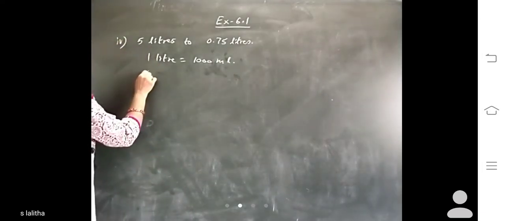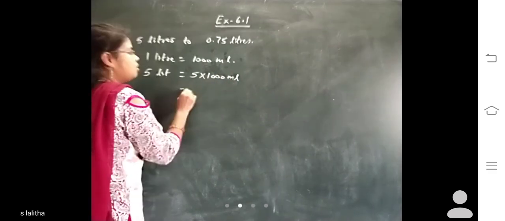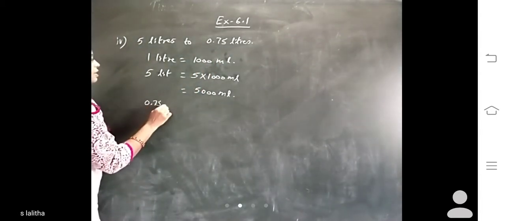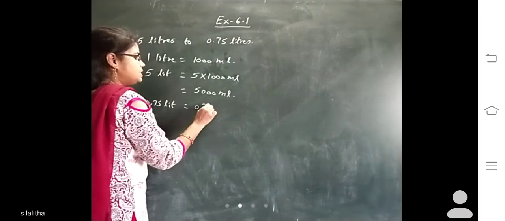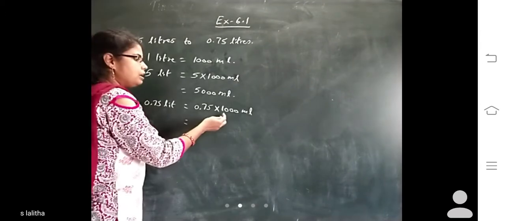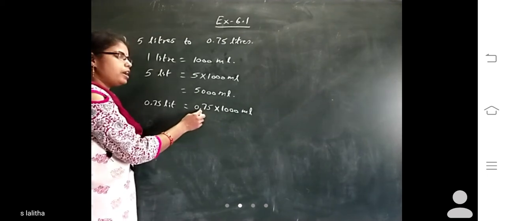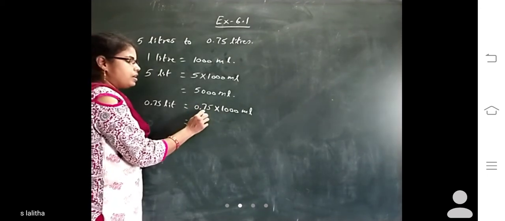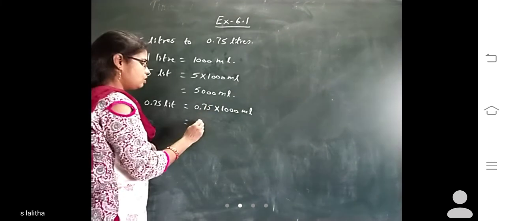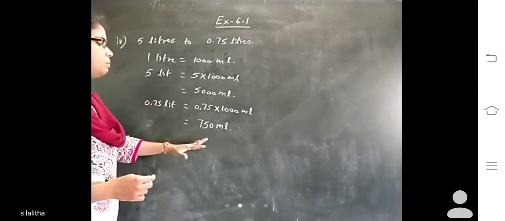Okay, ma'am. So 5 liters equals 5 into 1000 milliliters. How much? 5000 milliliters. Here 0.75 liters equals 0.75 into 1000 milliliters. You have to multiply with 1000, so how many zeros are there? 1, 2, 3 zeros. So the decimal point moves 3 places to the right. Here the third time there is no number, so you have to write 0. So what is the answer? 750 milliliters. Now the decimal point is removed.